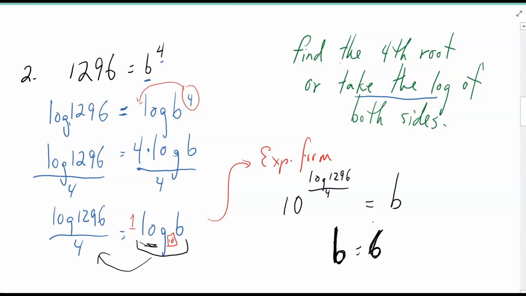All right. So that just means that 6 to the power of 4 equals 1296. And we could double check that. 6 to the power of 4, 1296. Log both sides, divide by any power, and then change back to exponential form.